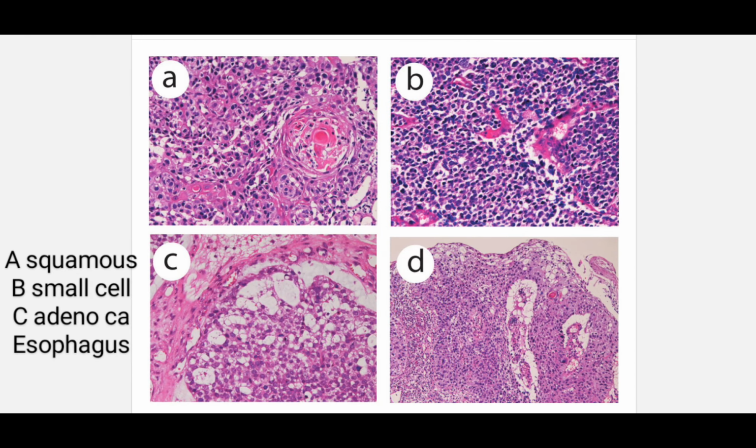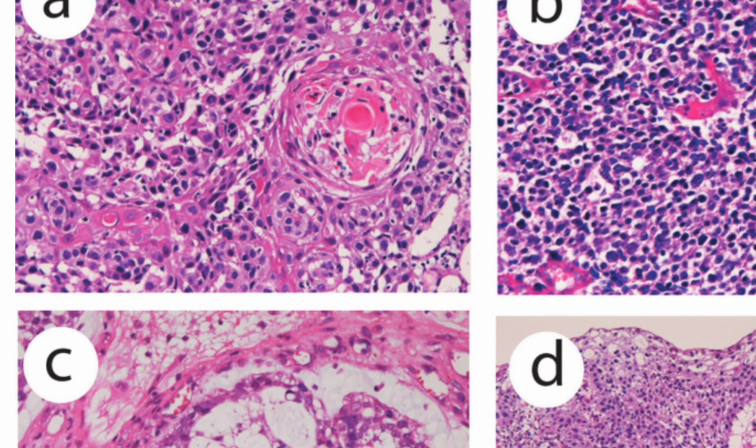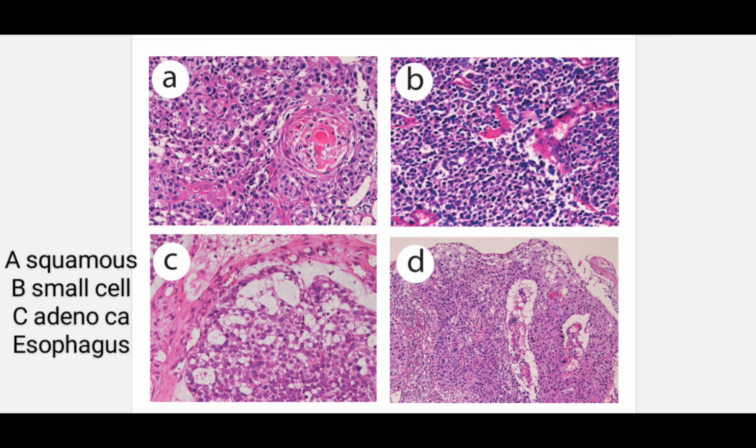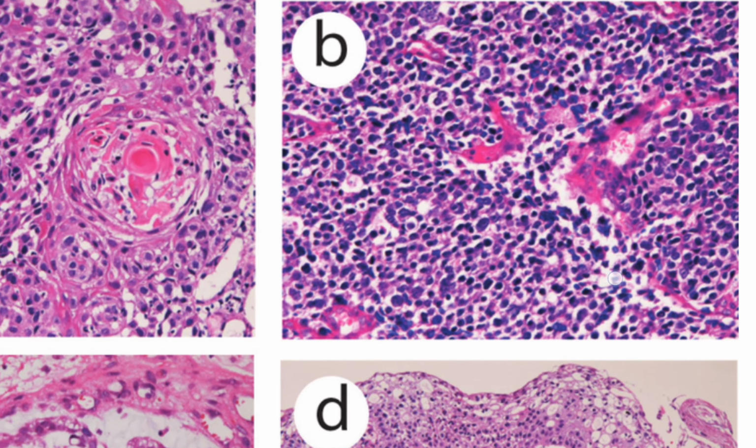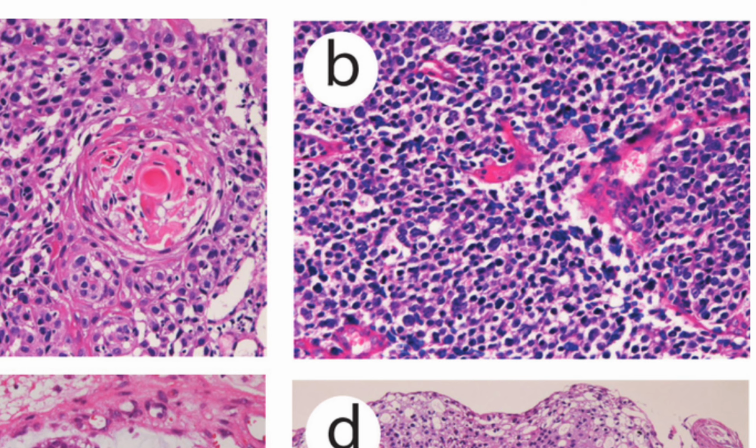Then next we have the histological images of the carcinoma. See, this is the squamous cell carcinoma of the esophagus. In squamous cell, we will see the classical keratin pearls. Then next we have the small cell carcinoma. In small cell, there will be multiple small bluish cells.